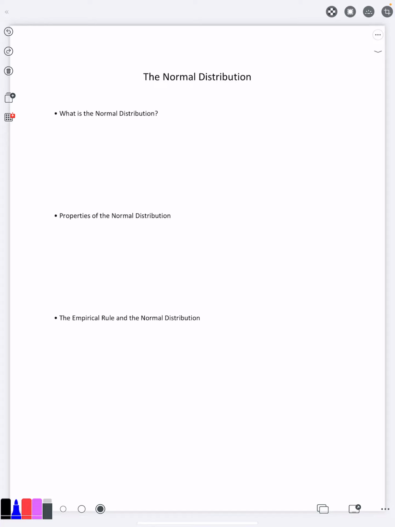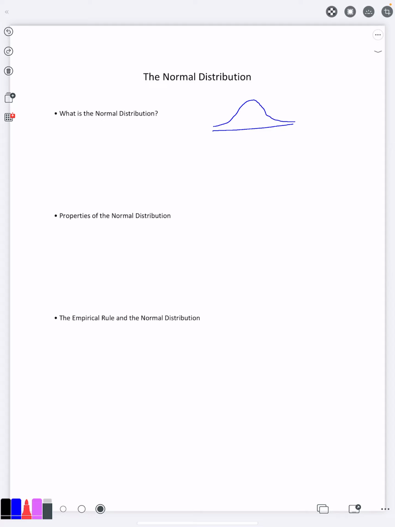So the idea is, if you went out and you measured the weight of a bunch of adult males, and then you broke them up into classes, and you were to write out a histogram, the shape you're going to get is going to look something like this. It's the bell shape that we've seen before. This is what we call the normal distribution.